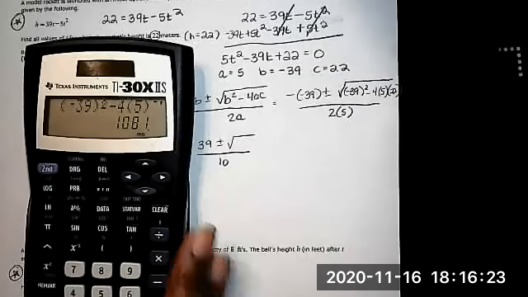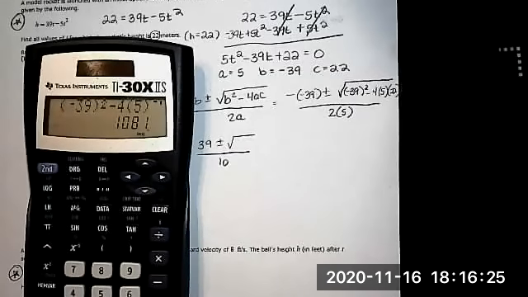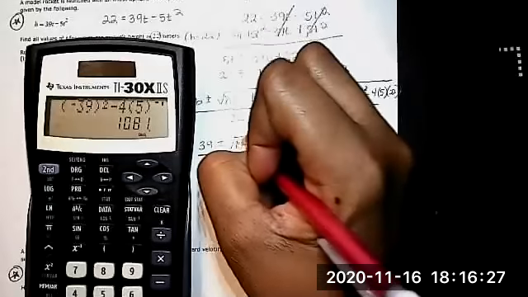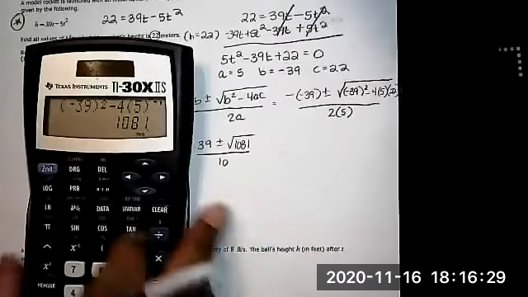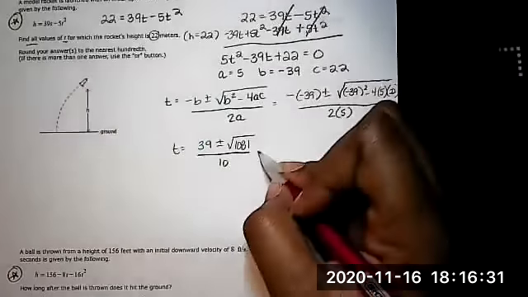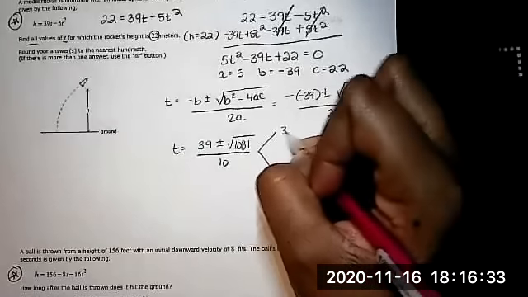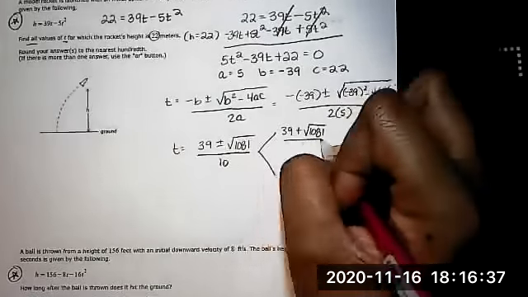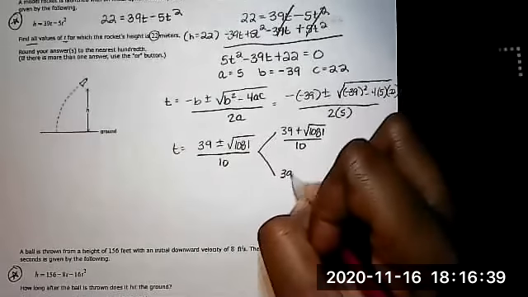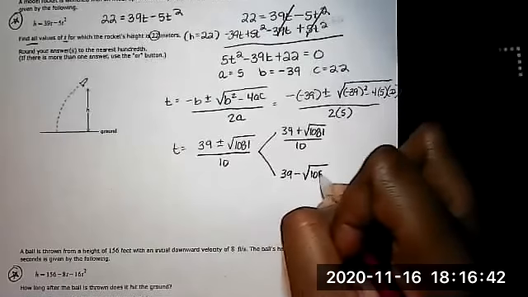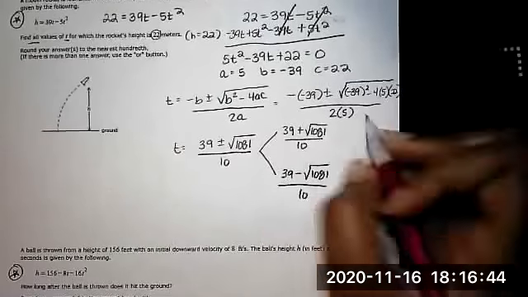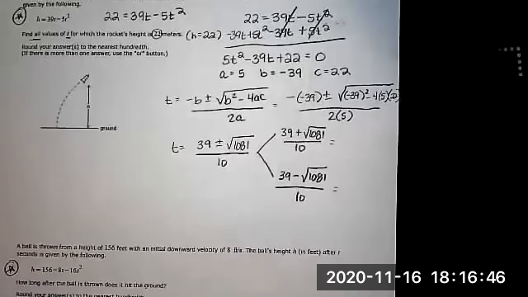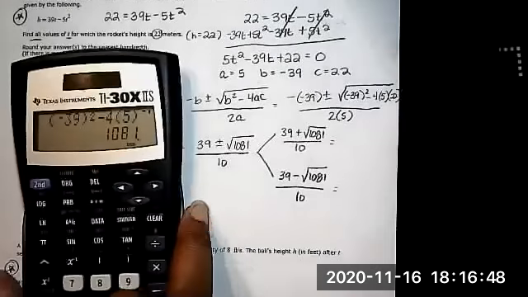So we get 1081. Okay, 1081 for that situation. Now we can split it up and it becomes 39 plus the square root of 1081 over 10, and then 39 minus the square root of 1081 over 10. Okay. Let's see if they become positive, because that's what's important.